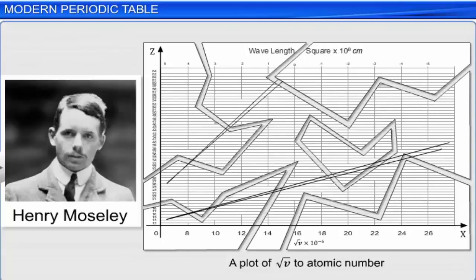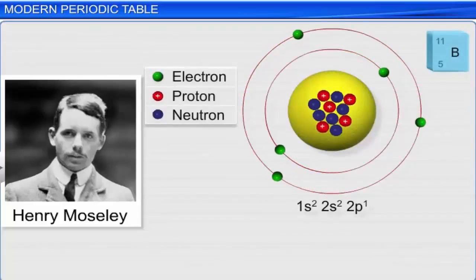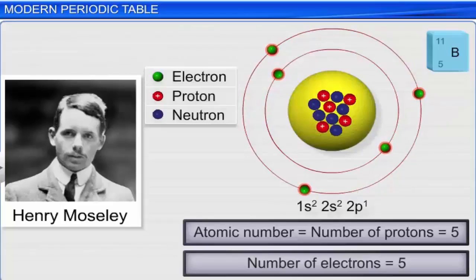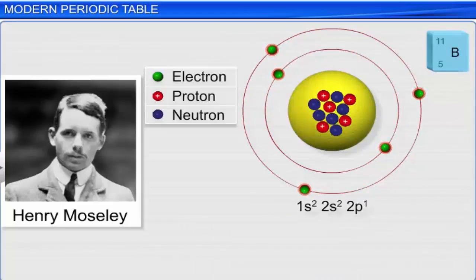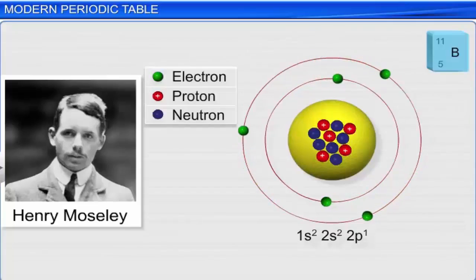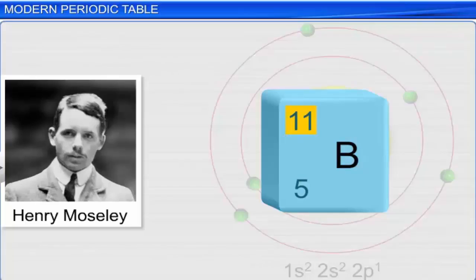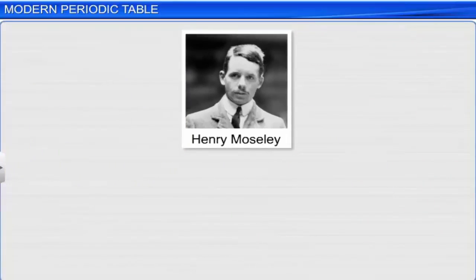Based on his findings, Moseley established that the atomic number, which is the number of protons contained in the nucleus, or the number of electrons surrounding the nucleus in a neutral atom, is a more fundamental property of an element as compared to its atomic mass, as it defines the electronic structure and properties of an element. Hence, Moseley suggested that atomic number and not the atomic mass should be the basis of classification of the elements. Using Moseley's revelation, Mendeleev's periodic law was modified to modern periodic law.